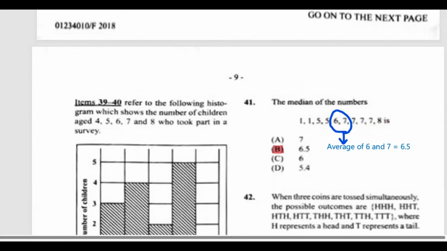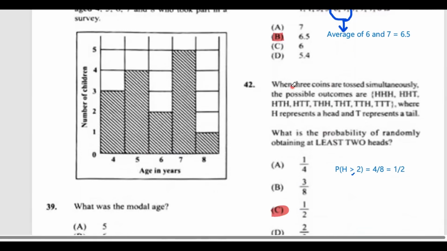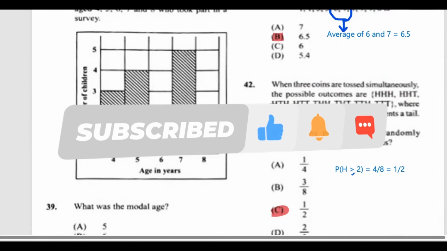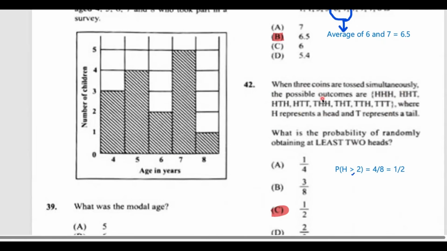Okay, cool. So moving on, 42. When 3 coins are tossed simultaneously, possible outcomes, you could see them, where 1 represents head, 2 represents tail. What is the probability of randomly obtaining at least 2 heads? So 2 heads would mean 2 and more. So this is 1, 2, 3, 4. So it's 4 out of how much? 8 total possible outcomes, right? If you count them up, 1, 2, 3, 4, 5, 6, 7, 8. So it's 4, which is the number of chances of it occurring over total possible outcomes of 8. And that could reduce, 4 and 8 is a half, right? So C is the answer.